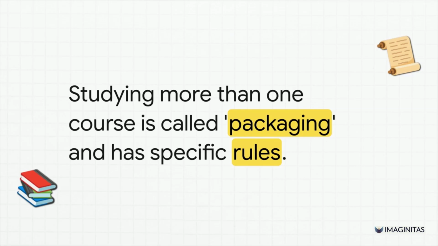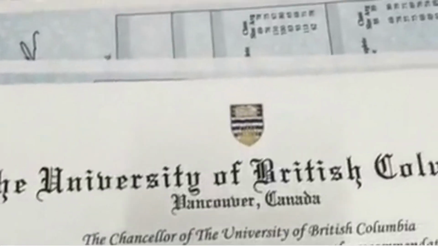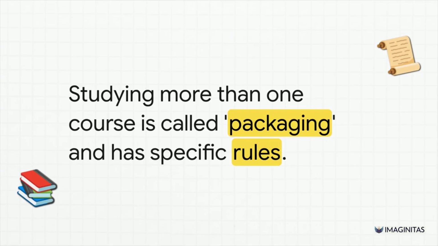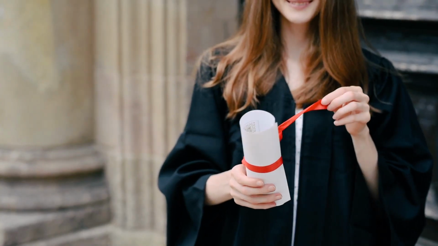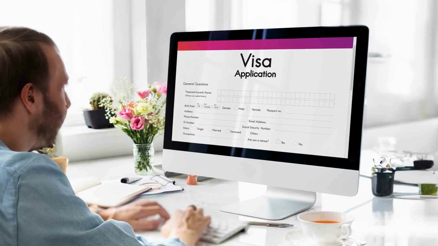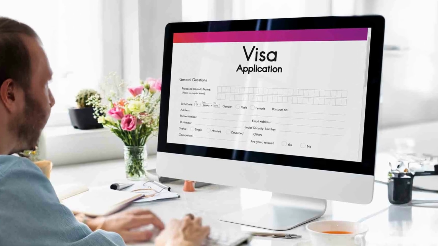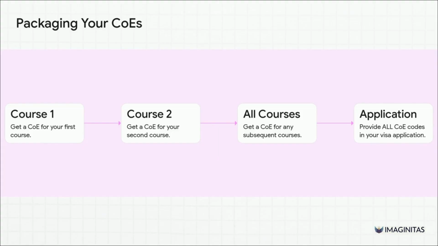But, and you knew there was a but coming, you have to provide the right evidence for every single course from the very beginning. The process itself is pretty logical. You just have to be careful. You need a separate CoE for course number 1, another CoE for course number 2, and so on. But here's the crucial part. You must include all of those CoE codes when you submit your one visa application. If you forget one, your visa might only be granted for the length of that first course, and that could cause some major problems down the road.